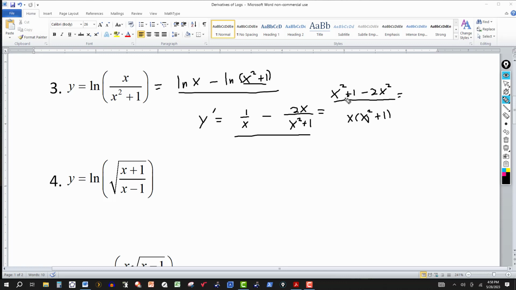Simplify. X squared minus 2x is a minus x squared. That's plus 1. And that's over x times x squared plus 1. And that's the answer for this one.